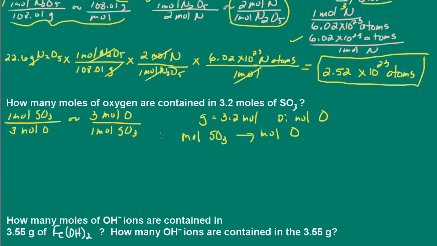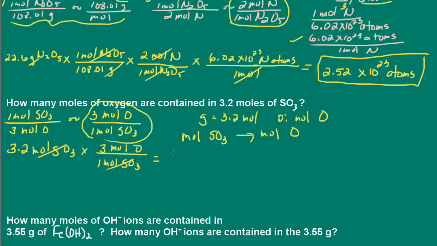Or I can write it as 3 moles of oxygen for 1 mole of sulfur trioxide. So I'm all set. I have my conversion factor. We're given 3.2 moles of sulfur trioxide. And of course I'm going to use conversion factor number 2 here: 3 moles of oxygen for 1 mole of sulfur trioxide. So moles of sulfur trioxide cancel out, and that gives me 9.6 moles of oxygen. That one was straightforward.